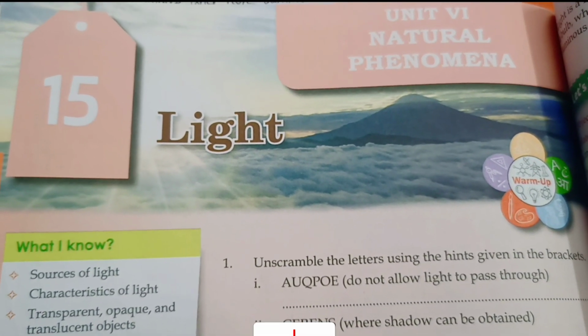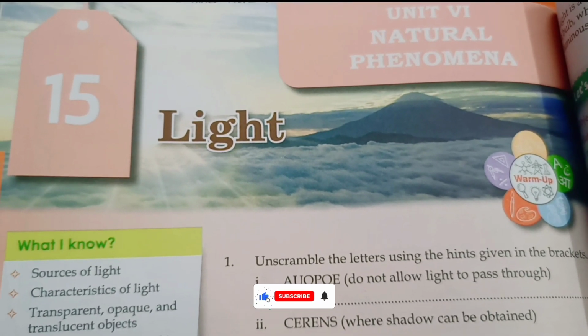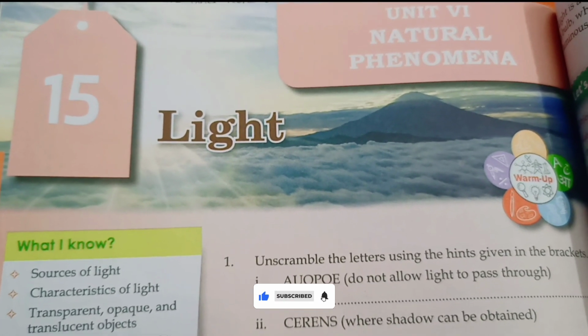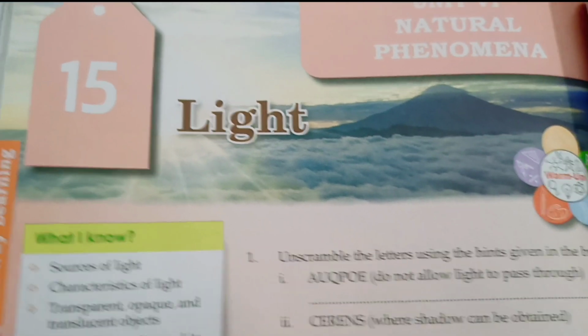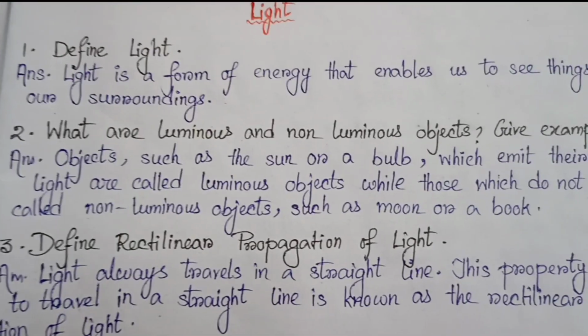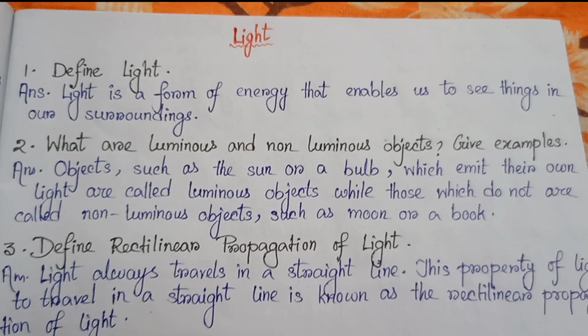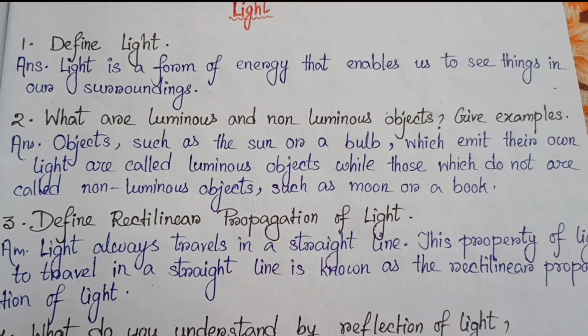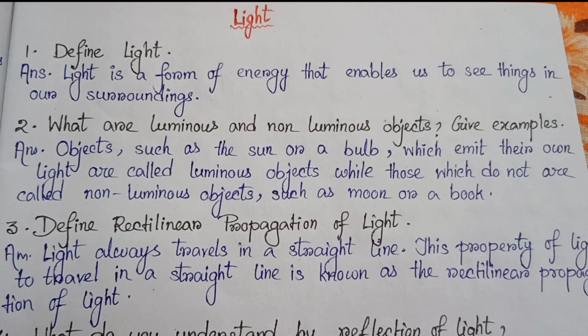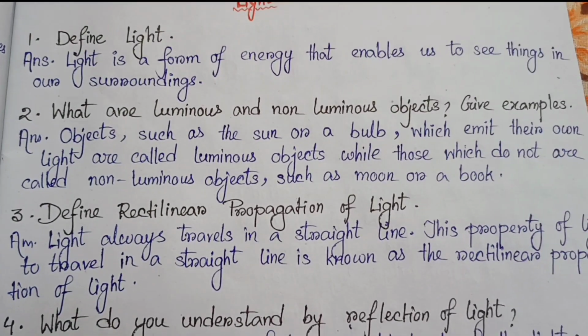Today I am going to give you the inside question answers from chapter 15 Light, class 7 Physics, West Bengal Board. Let's start. Number 1. Define light. Light is a form of energy that enables us to see things in our surroundings.